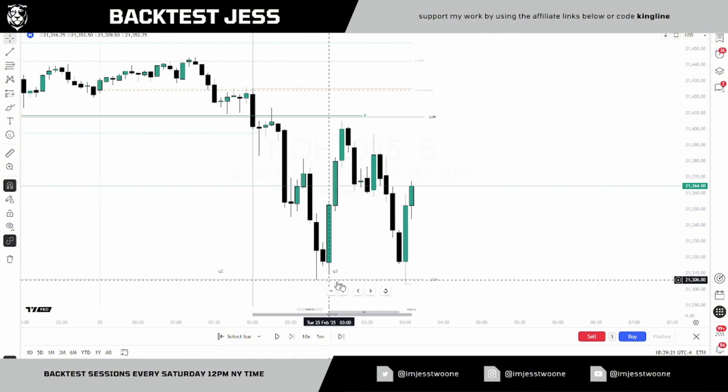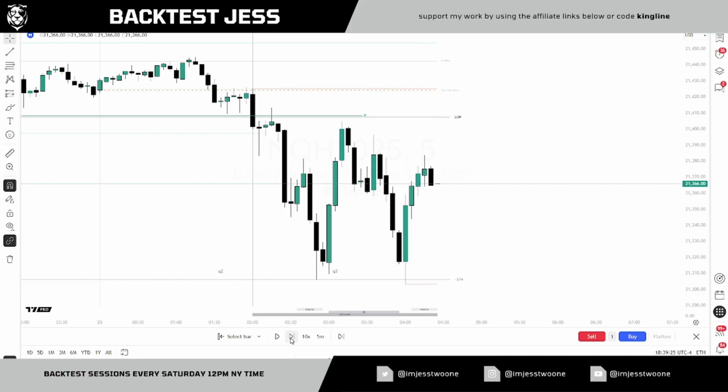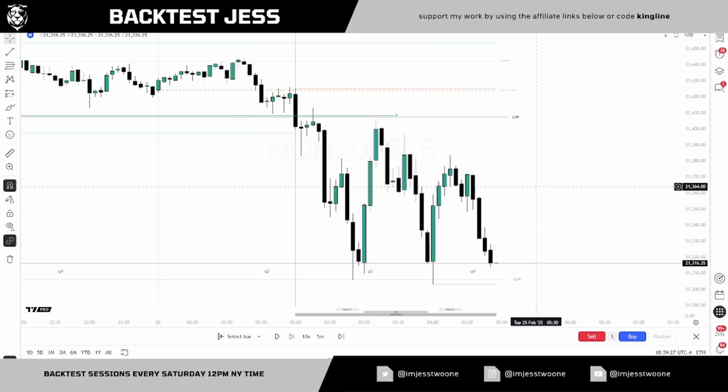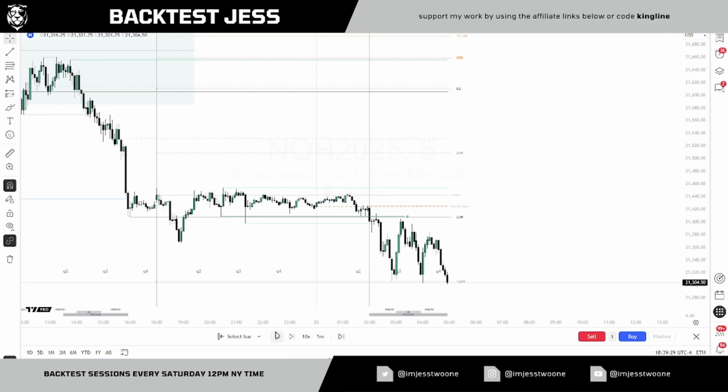All right, so it comes back to run sell stops here. Let's see if Q3 is going to do something nice. It's not. Okay, so then we continue to wait.